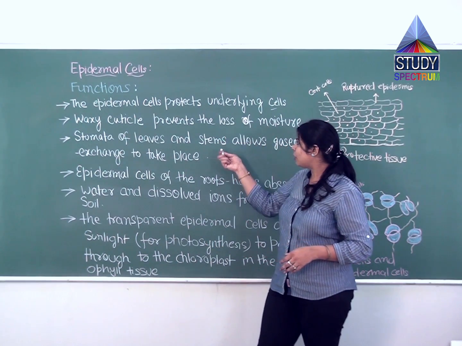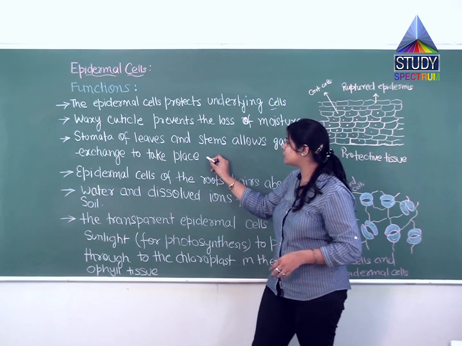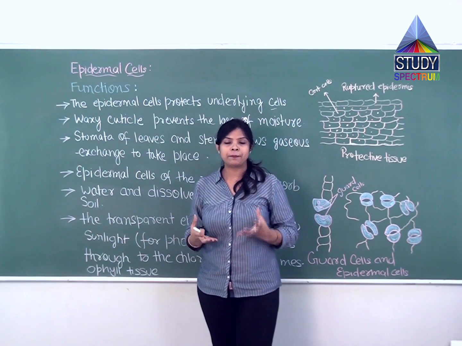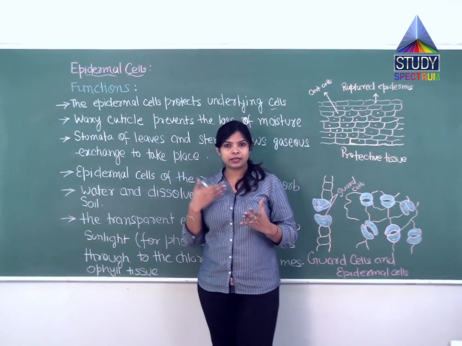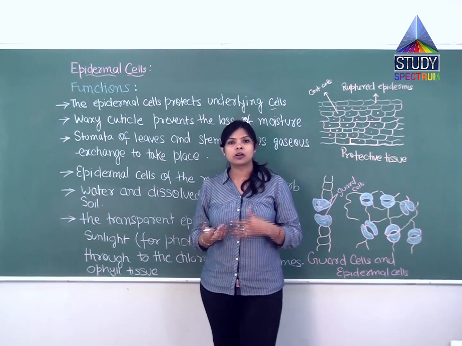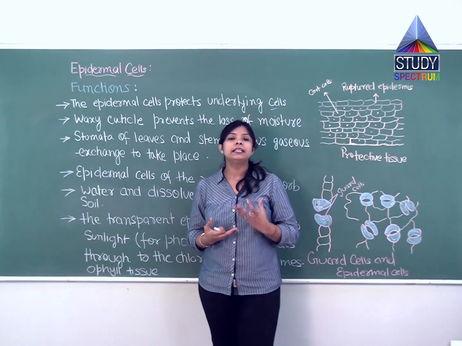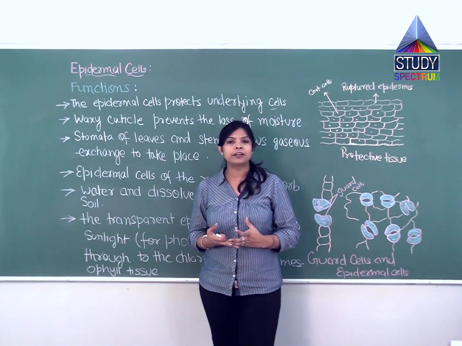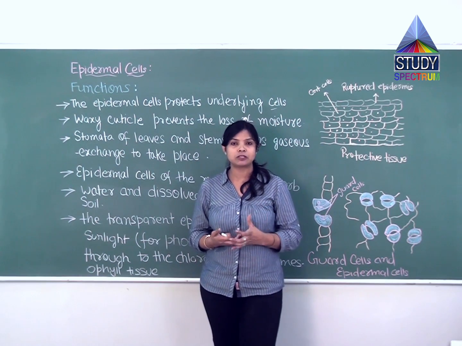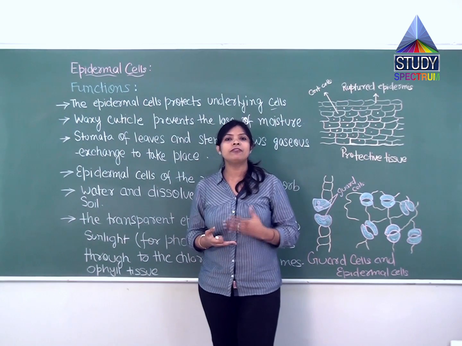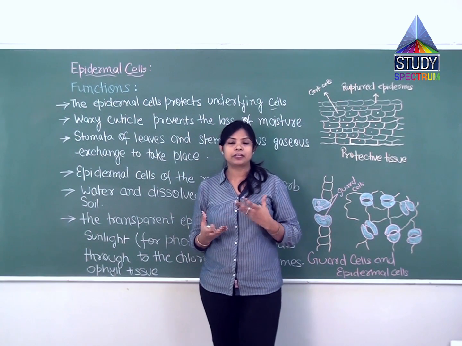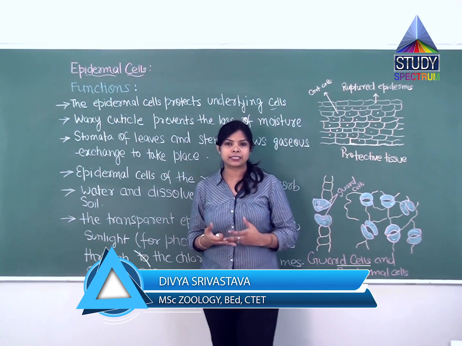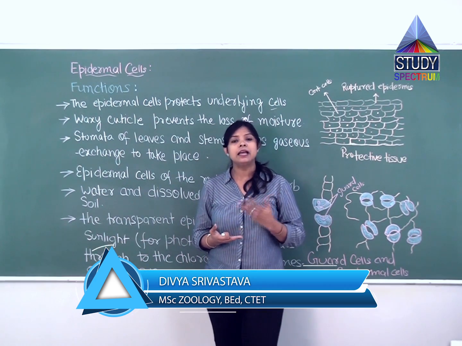Other than this, stomata of leaves and stems allow gaseous exchange to take place. We have discussed the stomatal cells which are present in leaves and stems. In other epidermal cells of the plant, chloroplast will be absent. But in stomatal cells, as they are bounded by the guard cells, chloroplast is also present. So what is the role of this? These pores help to absorb gases from the atmosphere, the exchange of carbon dioxide and oxygen.